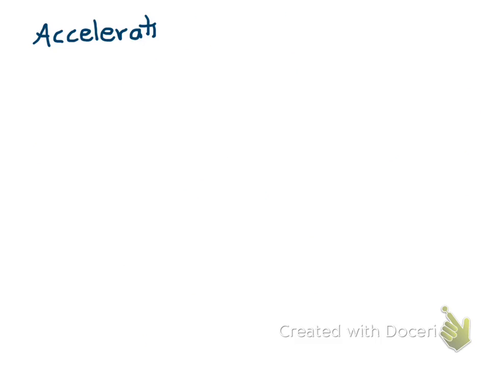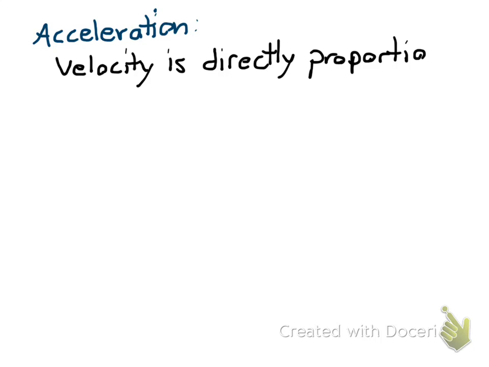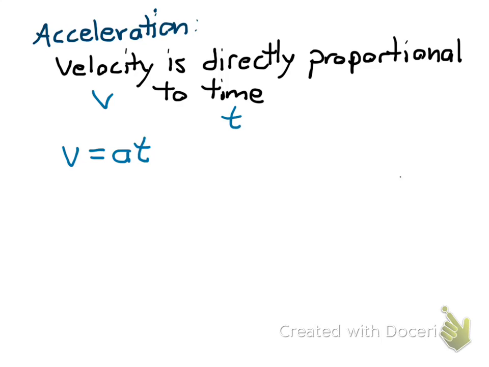So to develop the first equation, let's talk about the concept of acceleration. Acceleration can be derived from the proportionality for velocity. So we can write velocity is directly proportional to time using our proportionality function. Remember, if we were to do a over t, that's an inverse proportionality, so we don't want that.